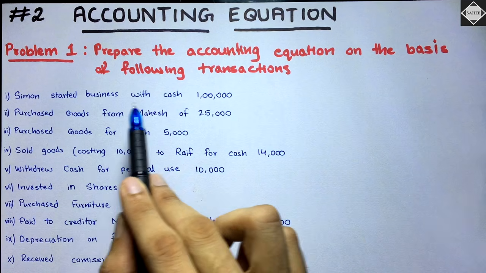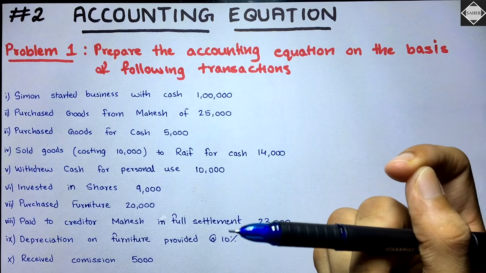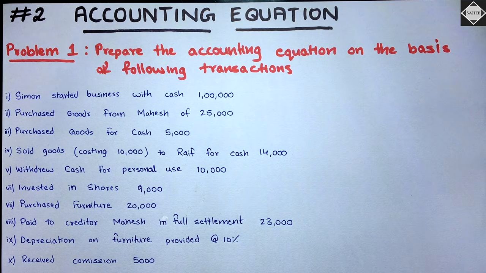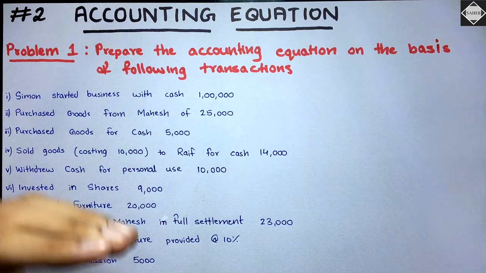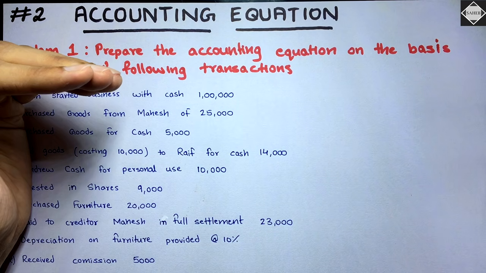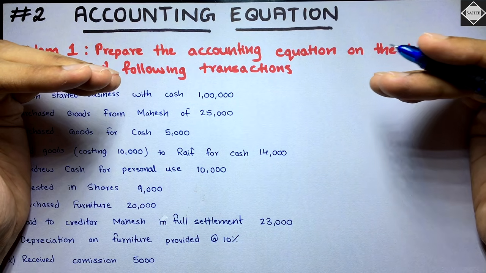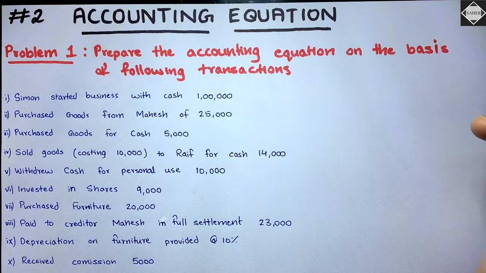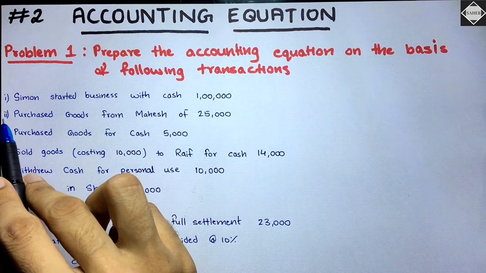Simon started business with cash 1 lakh. Very simple transaction. Think from the business point of view. What is happening? Cash is increasing, which is an asset, and capital is also increasing by 1 lakh, 100,000. Isn't it simple? We all know that. Let's move on to the second transaction.